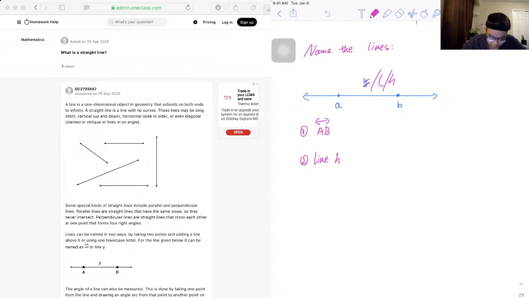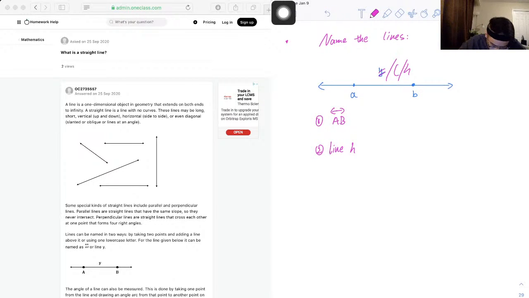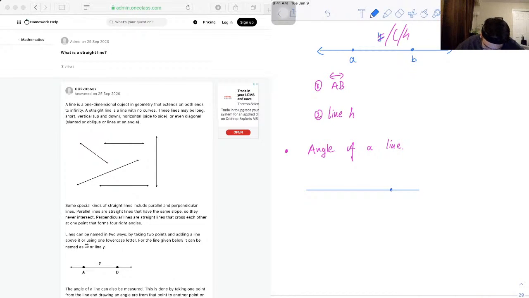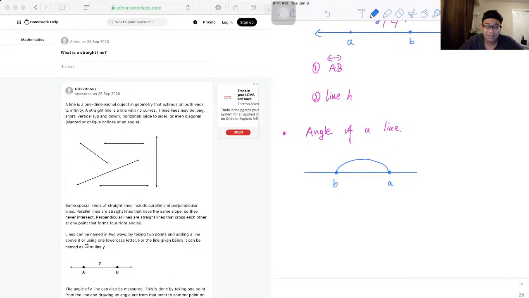And the last point is the angle of a line. The angle of a line can be measured, and this is done by taking 1 point from the line and drawing an angle arc from the point to another point on the line. Let's say we got 1 point here. Let's call it A, and I'm taking point A from the line and drawing an angle arc from point A to point B. So here's my point B. Something like this. And the angle formed by this straight line is always equal to 180 degrees.